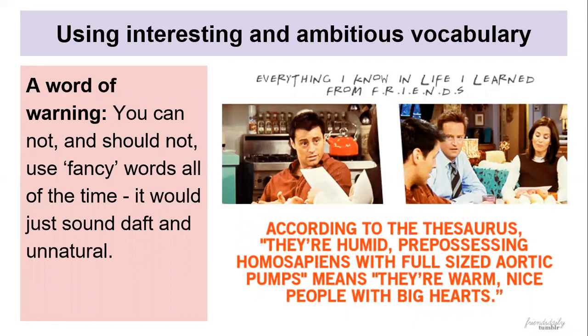However, you can't be using fancy words all of the time. It's better to drop them in here and there rather than try to use a fancy word for every single word in your sentence. There's a very famous episode of Friends where Joey has discovered a thesaurus and he says they're humid, prepossessing Homo sapiens with full-sized aortic pumps. And what he's trying to say is they're warm, nice people with big hearts.